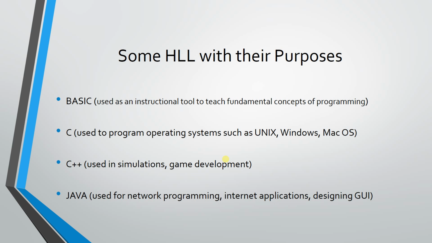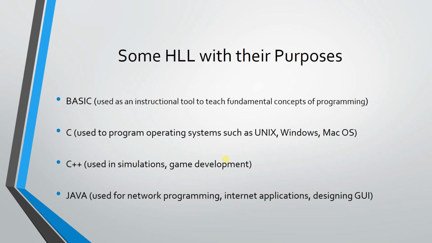Second language is C. This language is used to design and develop different system softwares like operating systems. The common operating systems which are developed by C are Unix, Windows, and Macintosh operating systems. It is also used as an instructional teaching tool after basic language. So basic language is used to teach fundamental concepts of programming, and C language is used to teach advanced concepts of programming.